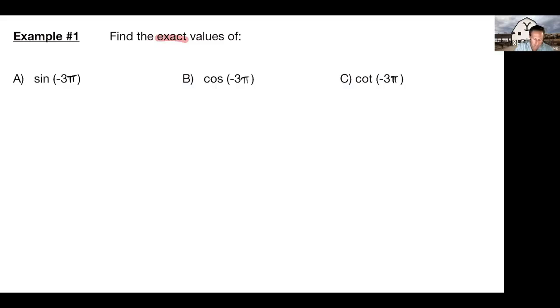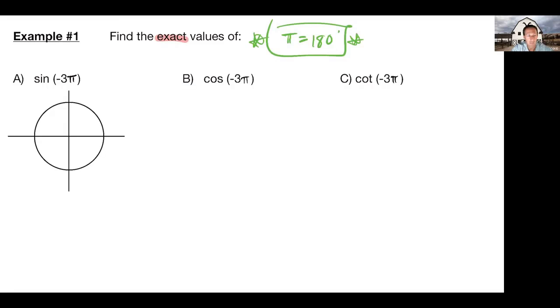What did I tell you often helps? Give yourself a quick sketch. So draw that circle out and figure out where you're going to be when you do -3 pi. And remember, I also told you all to memorize pi radians is equal to how many degrees? Hopefully you said 180. Now don't lose the negative, but we are going to have to rotate -1, 2, 3 pi to get to this point right here.